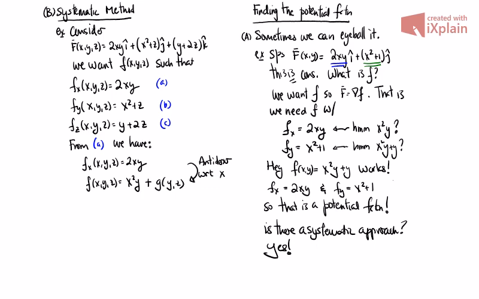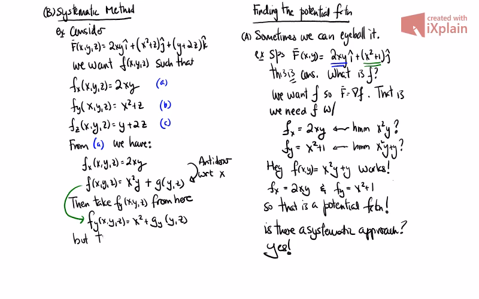Then what we do is take the derivative of this thing with respect to y. So we take f sub y of x, y, z from here. What happens is f sub y of x, y, z is x squared plus g sub y of y, z, because we don't know g. But this thing has to equal B, because they're both f sub y.